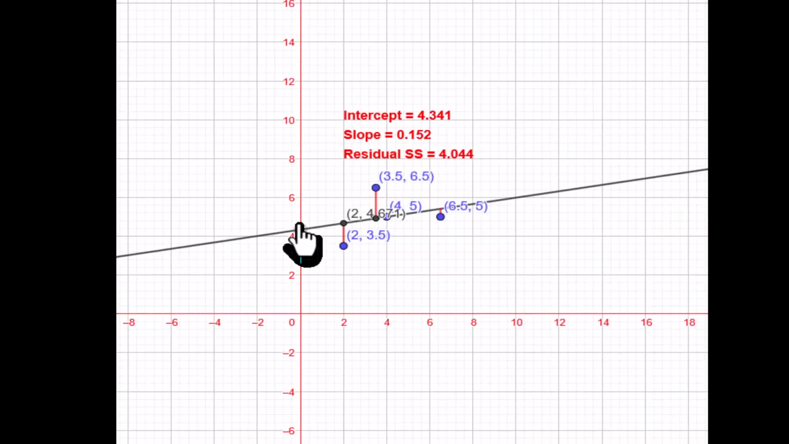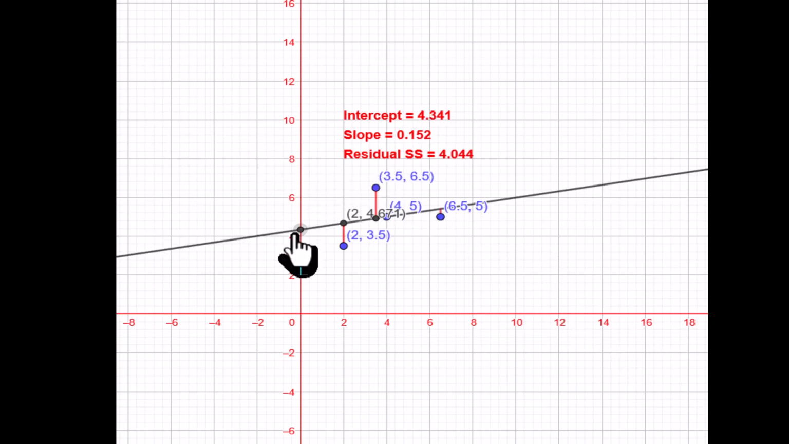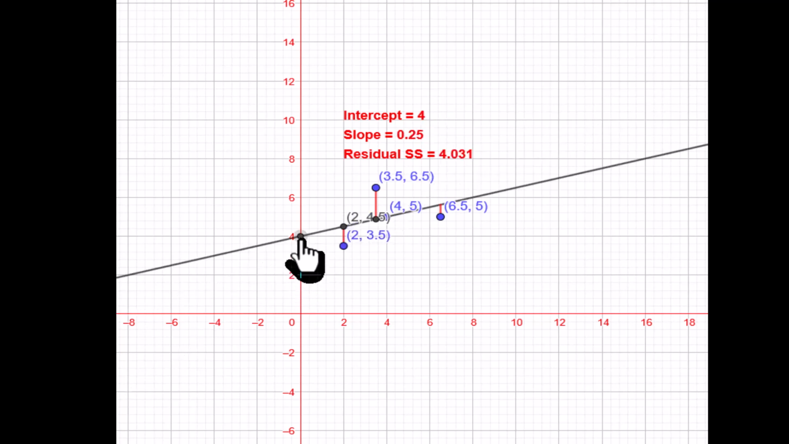In this graph, the intercept and slope can be changed to see how the value of the residual sum of squares changes. Somewhere around intercept equals 4 and slope equals 0.25 seems to have the smallest residual sum of squares, around 4.05.